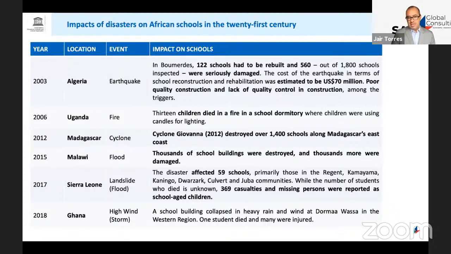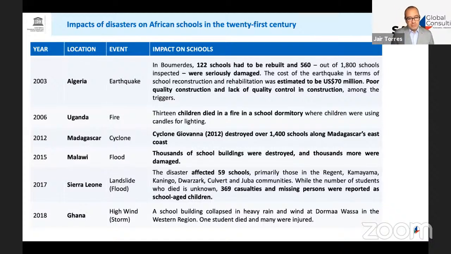in operation. And there is a lot of evidence that shows that one of these issues was related to the poor quality of construction and also to the lack of quality when the constructions were being done. We have issues of fire in Uganda, for instance. Some children have died in dormitory schools. We have issues of cyclones, like Cyclone Joanna in 2012, and the more recent ones in Mozambique, Malawi, and Zimbabwe.